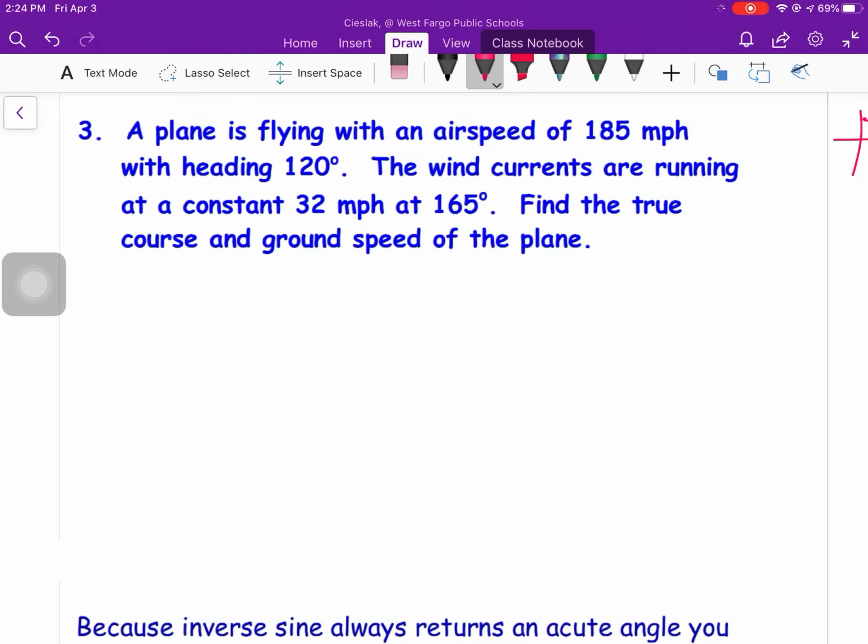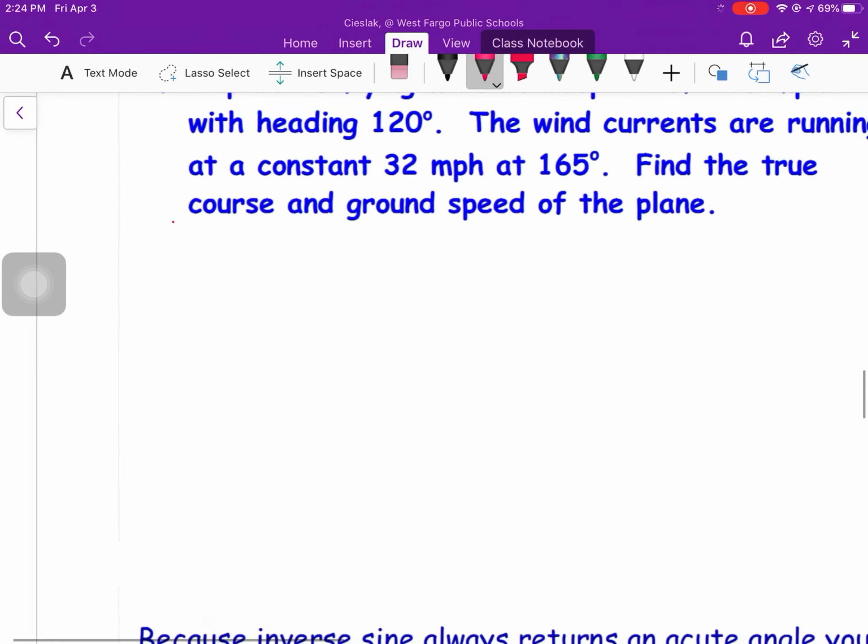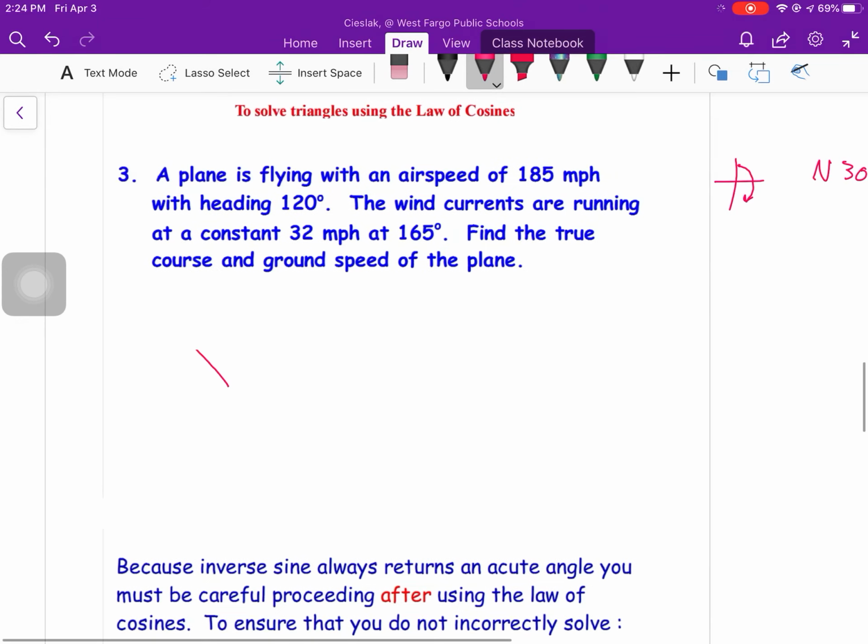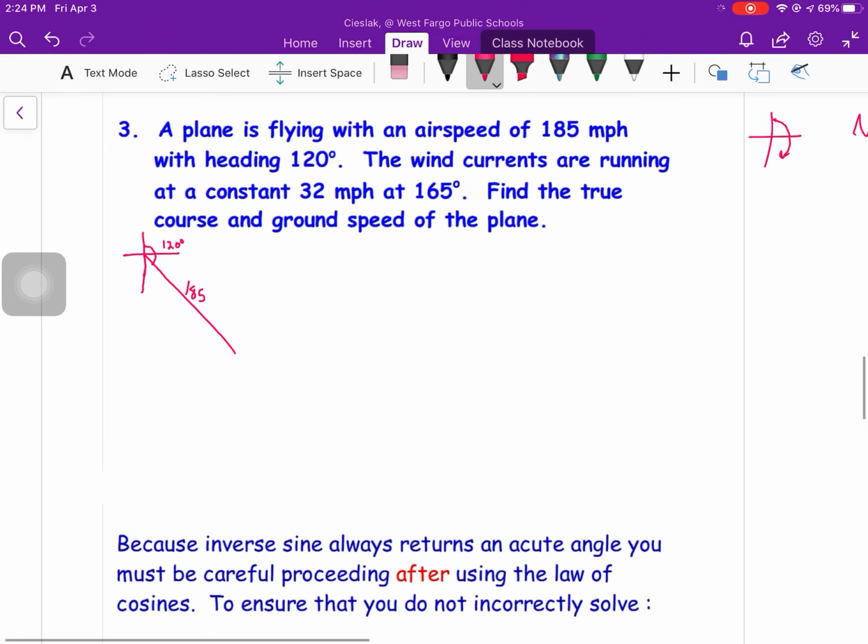Okay, a plane is flying with an airspeed of 185 miles an hour with a heading of 120. So I'm going to start up here. This is my start point. And I've got a heading of 120 degrees. So if you guys remember, trying to draw these as accurately as possible always makes life a little bit easier. Okay, so there's that. I'm going to call that 185, and that angle was 120 degrees.